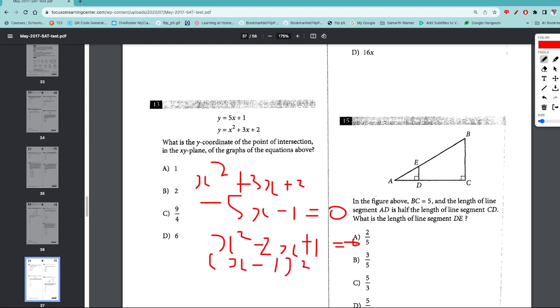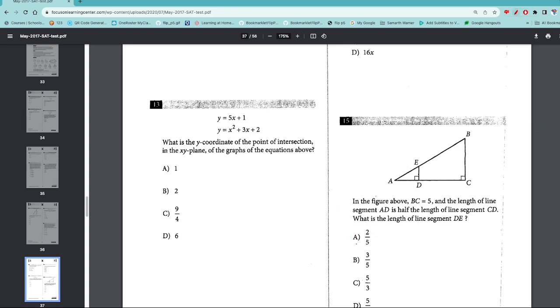So if you put in a 1, then you get 6. We put in a 1 here, you get 1 plus 3. That's 4 plus 2 is 6. So yeah, the y coordinate is 6. So 13 is D. Okay, let's go on to number 14.